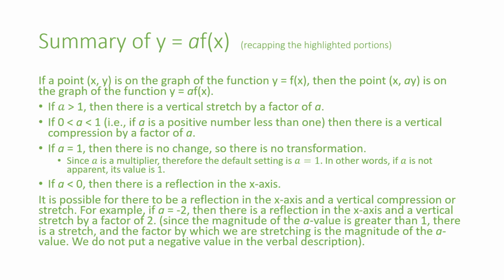Now, it's possible for there to be a reflection in the x-axis and a vertical compression or stretch. For example, if a equals -2, then there is a reflection in the x-axis and a vertical stretch by a factor of 2. Since the magnitude of the a value is greater than 1, there is a stretch, and the factor by which we are stretching is the magnitude of the a value. We don't put a negative value in the verbal description because we accounted for the negative value when we said that there was a reflection in the x-axis.